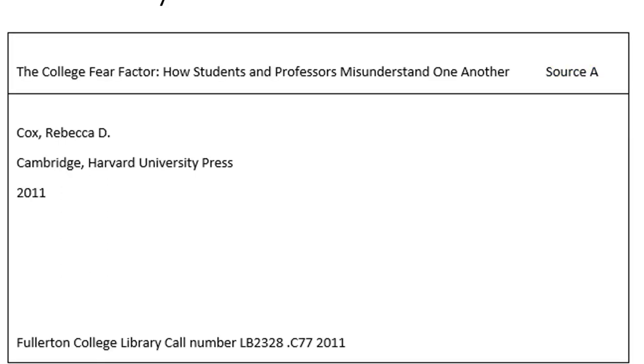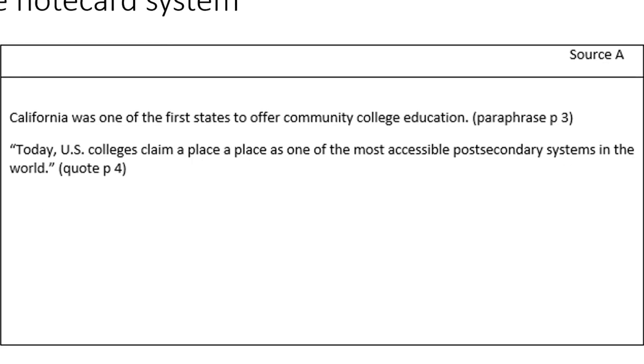Let's take a look at what information we would use from the book, The College Fear Factor: How Students and Professors Misunderstand One Another. We have the title at the top of the card as well as the source system. In the middle, we have the author's name and the publication information for the book. At the bottom, we have where we found the book. In this case, it's a physical book at the FC library, so we would include the call number.